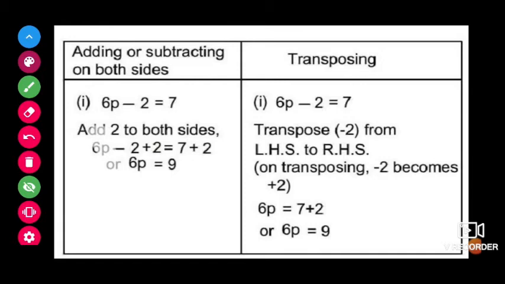Okay. Here is how it will be. Now first, if you see, on the left hand side minus 2 is there. Normally we would do plus 2 on both sides, but now I will not do that. Now I will change the position of 2 only, from this side to that side. How it works, always keep it in mind.